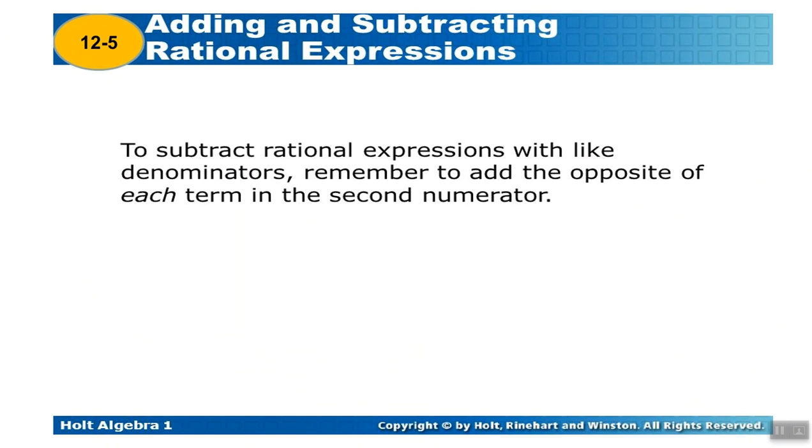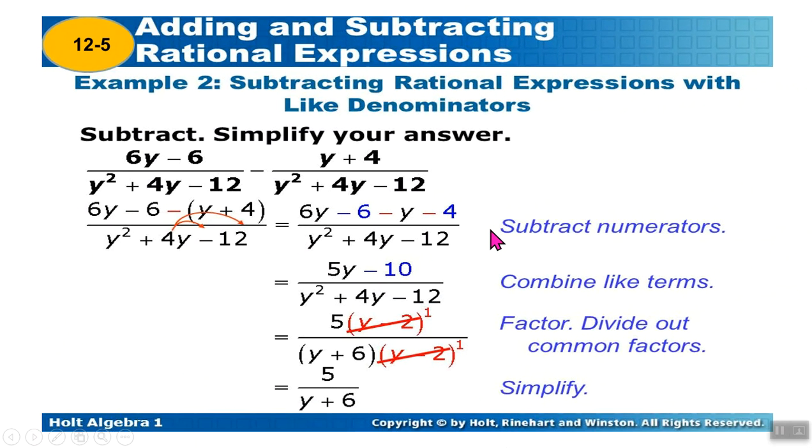Okay, let's move to subtraction. To subtract rational expressions with like denominators, remember to add the opposite of each term in the second numerator. What do we mean by this? We will take this example. Have a look at this example. Subtract and simplify your answer: (6y minus 6) divided by (y squared plus 4y minus 12), minus (y plus 4) over (y squared plus 4y minus 12).